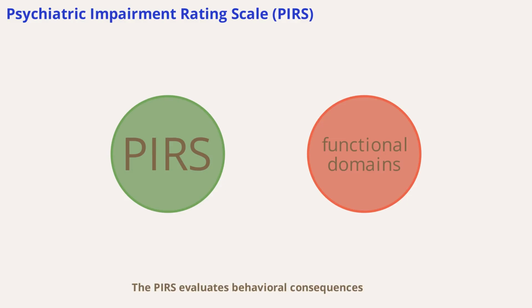PIRS evaluates behavioral consequences of psychiatric disorders across 6 domains: self-care, social activities, travel, relationships, concentration, and employability. Each domain is graded from 1 to 5, and the sum of the middle 2 scores determines the impairment percentage. This approach balances outliers and provides a fair assessment of overall functional impact.